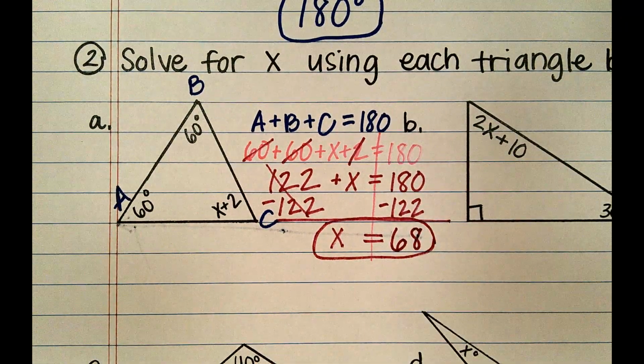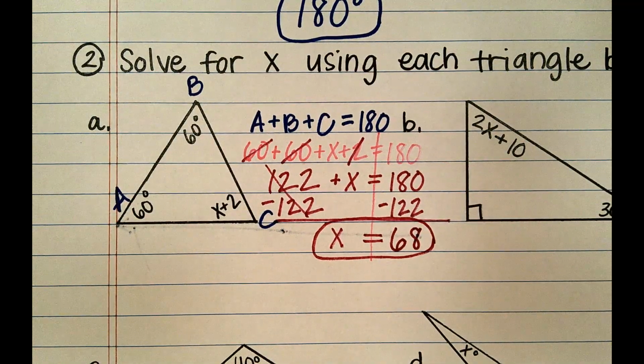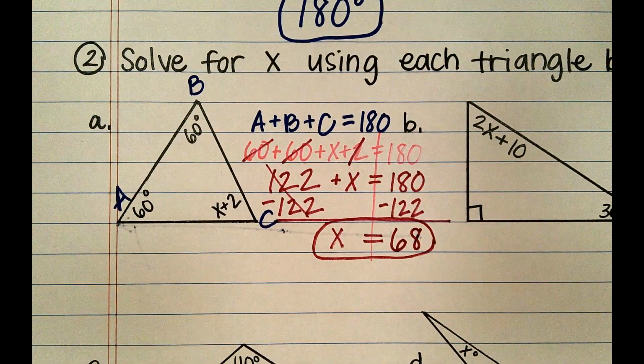And that's all you do. We solve for x. We're done. It's just like the other unit we just did. The only difference is now we're using triangles instead of lines and angles.